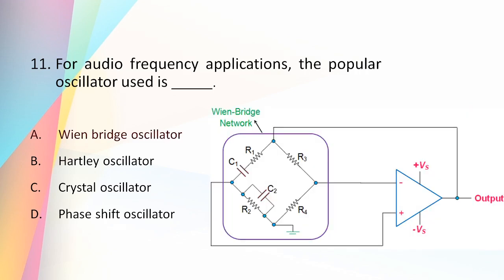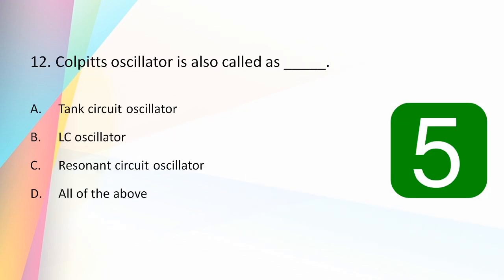And the answer is Wien bridge oscillator. Characteristics like ease of tuning, very low distortion and good frequency stability of Wien bridge oscillator make it very popular for audio frequency application. Even phase shift oscillators can be used for audio range, but Wien bridge oscillator can be used for a very wide frequency range. So we prefer Wien bridge oscillator.